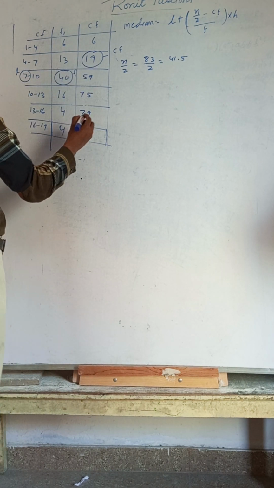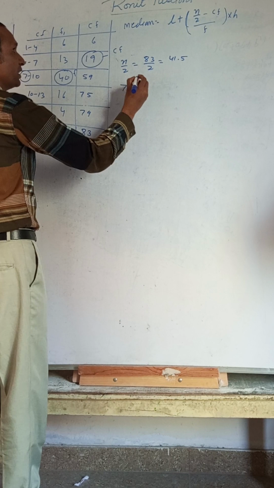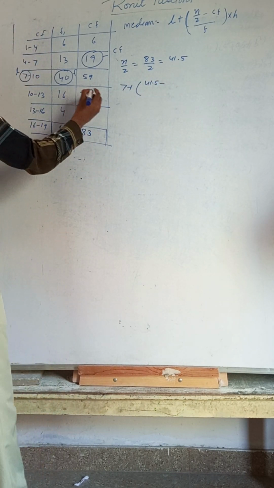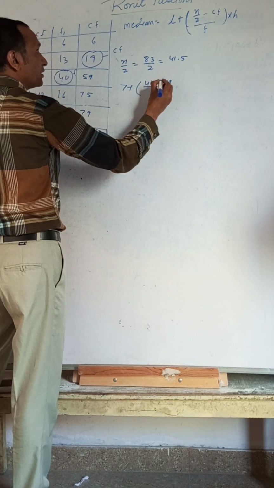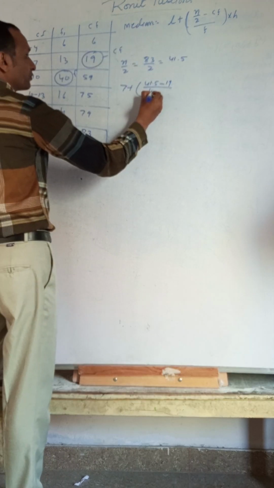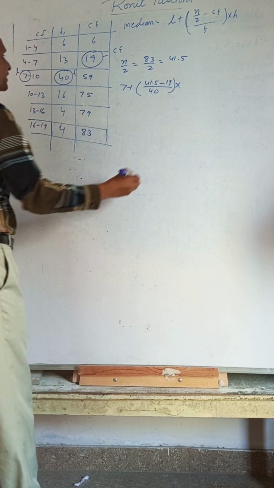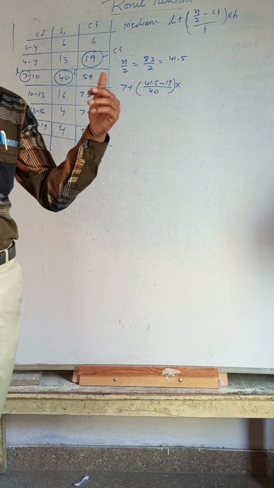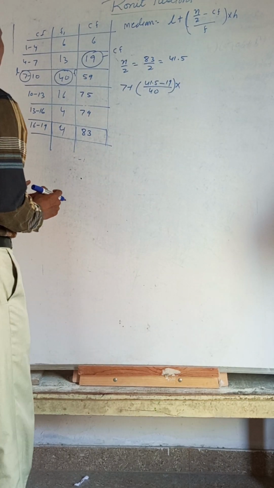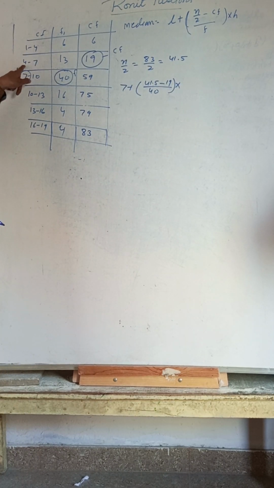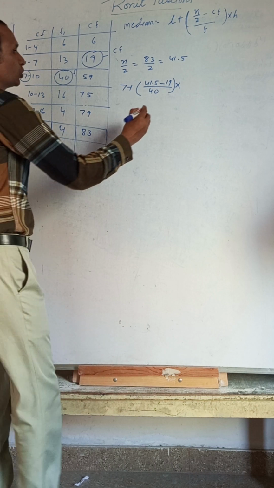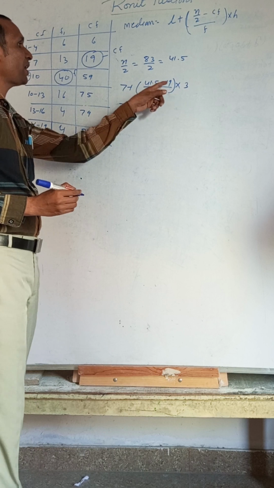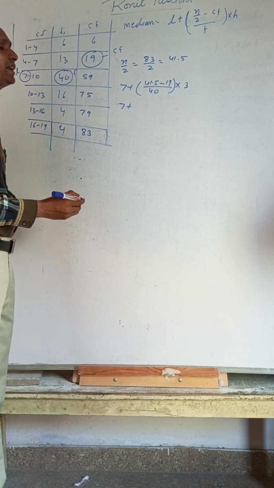So now L is equal to 7 plus, in brackets, N by 2 which is 41.5, minus CF which is 19, by F which is 40, into H. H means the height, the gap between the lower limit and upper limit. Between 1 to 4, 4 to 7, there is a gap of 3. So H is 3.